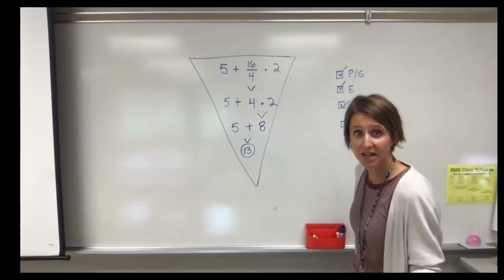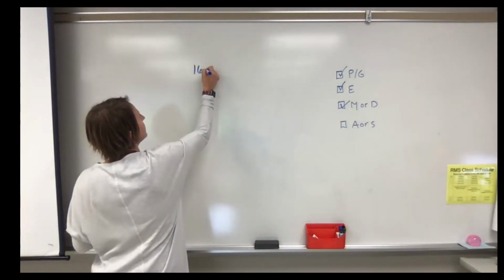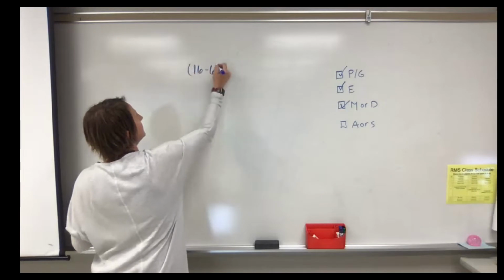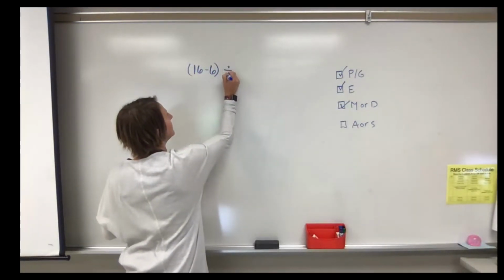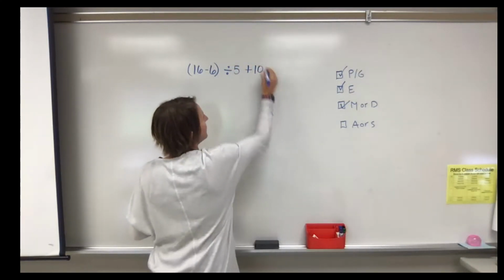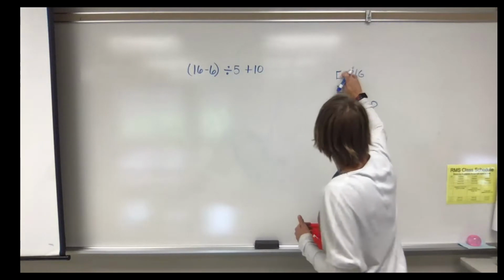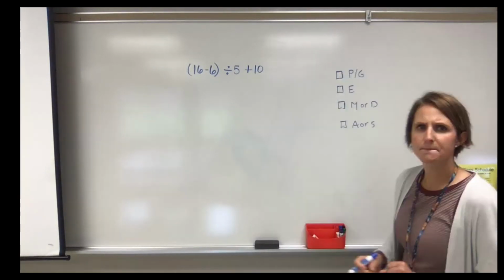Let's go ahead and do the next example together. So we have, are you ready? Write it with me. 16 minus 6 in parentheses divided by 5 plus 10. And we need to do our checklist again. So go ahead and write your checklist down.